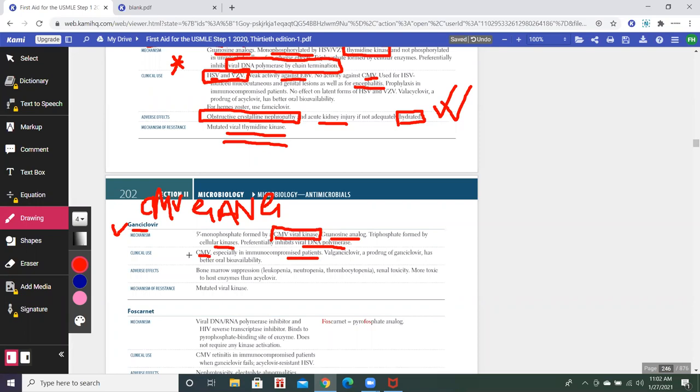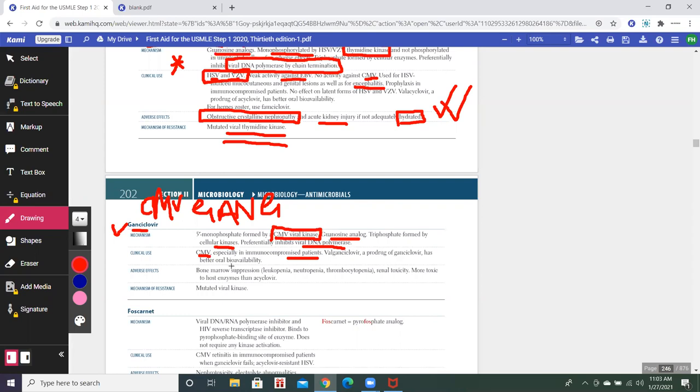If you have a cytomegalovirus infection, what are the signs and symptoms in an immunocompromised patient? If it's CMV retinitis, what do we see? Cotton wool exudates on the retina, very good. If it's CMV esophagitis, what do we see? Linear ulcers. If we do a biopsy, what do we see? Intranuclear inclusions or owl's eye bodies.